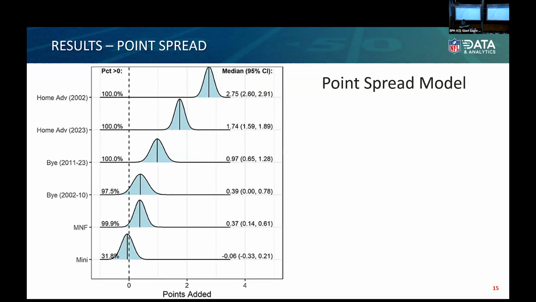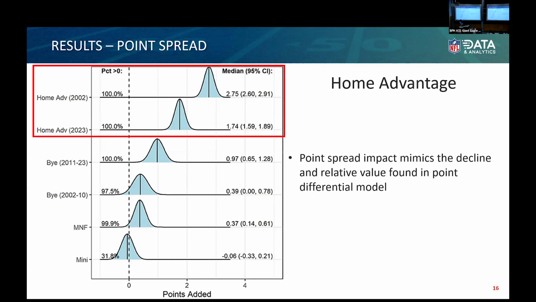Now let's talk about point spread. In point spread, we have home advantage from 2002 and 2023. The values are astonishingly similar to what we saw in point differential. I mean, maybe it's not unexpected that they're the same, but we are literally at 2.8 and 1.7 as we saw before, and the drop is basically the same.